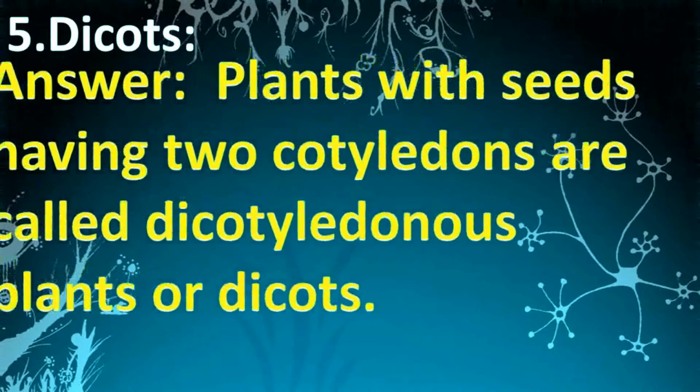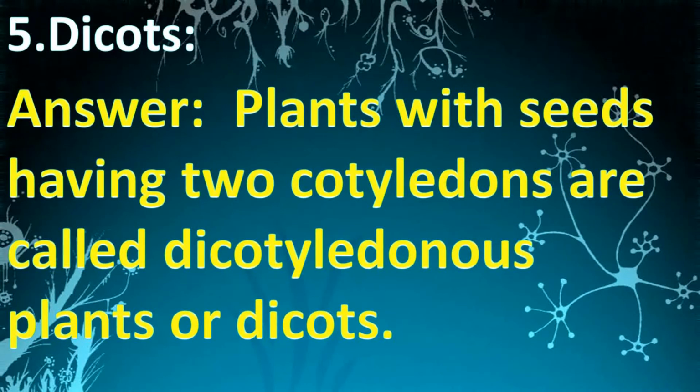Dicots. Plants with seeds having two cotyledons are called dicotyledonous plants or dicots.